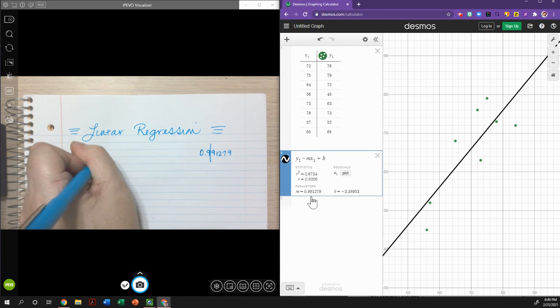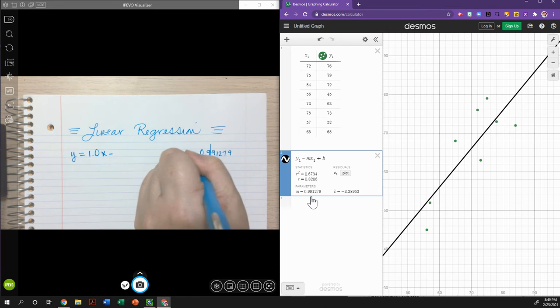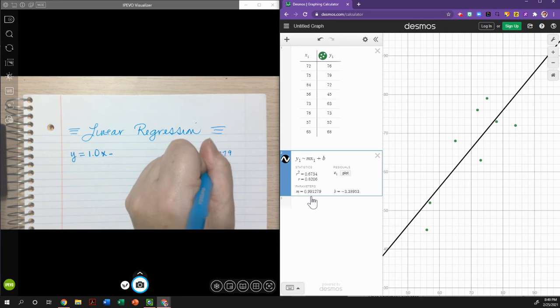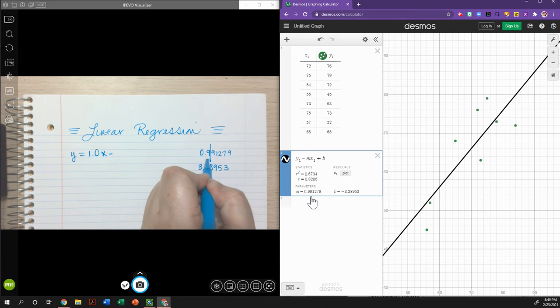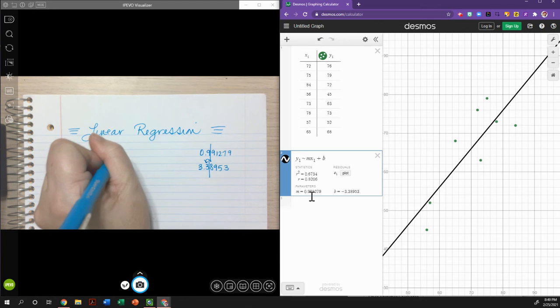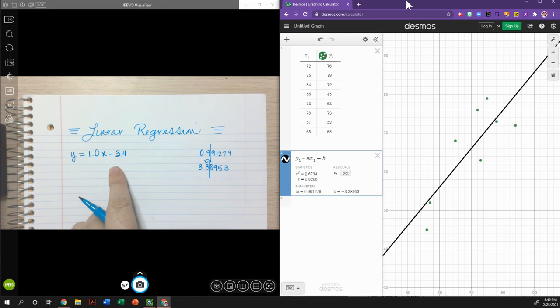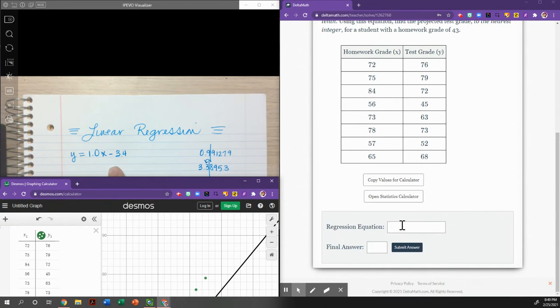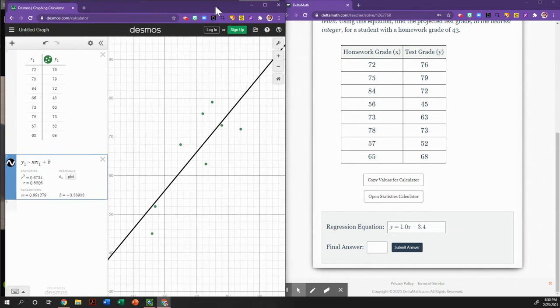Okay, x, and then minus 3.38953. That means our decimal should cut there. That 8 tells me to raise that up to a 4. So 3.4. So that's what I'm going to be writing down over here in my regression equation. So I'm going to type in y equals 1.0 x minus 3.4. All right, so now let me take this, I'm going to put it right here.